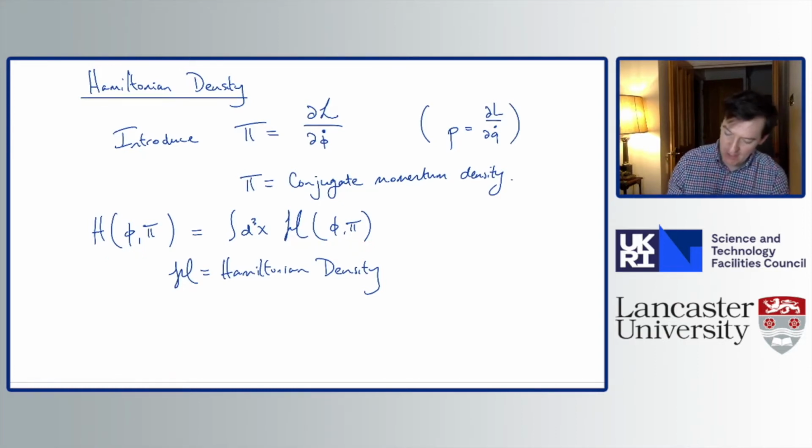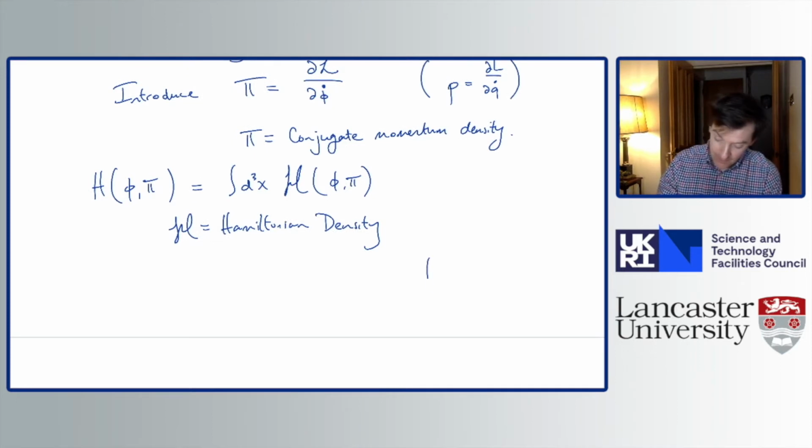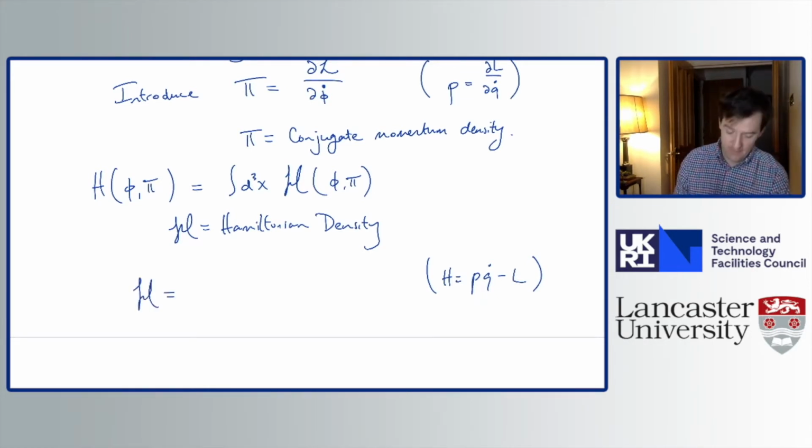Just as in classical mechanics, we can construct the Hamiltonian from the Lagrangian using this Legendre transformation. We can get the Hamiltonian density using the same thing. Now instead of p, we have the symbol pi, and instead of q, we have phi dot, and instead of the Lagrangian, we have the Lagrange density, curly L.